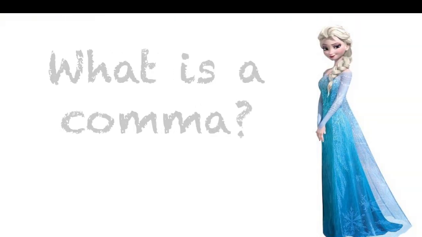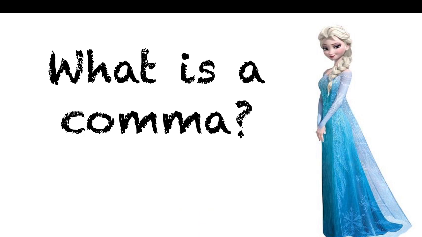Before we start, what is a comma? Comma looks like this, but please be careful. Do not confuse comma with apostrophe. Apostrophe is written above the letters, while comma is written nicely down on the lines. So what is a comma? It's a punctuation mark that looks like this, and we use it at the same level as the letters on the line.